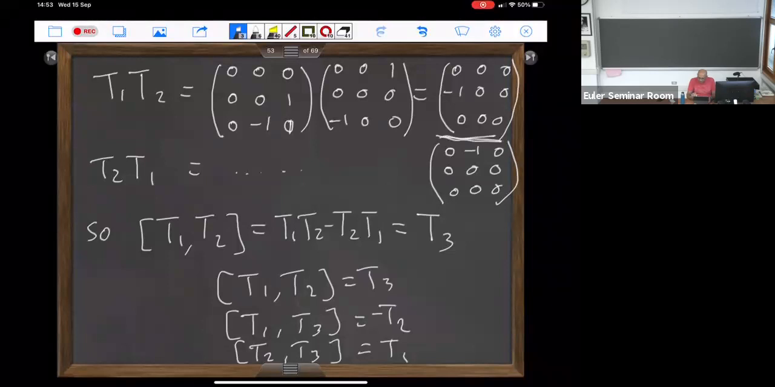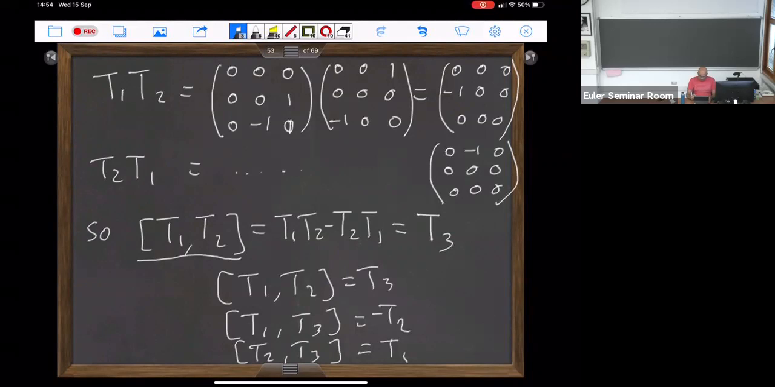this matrix in the top right. If I reverse the order, then T2 times T1 is this matrix here. And if I take their difference, I get the commutator. And we find that the commutator of T1 and T2 is actually another of our matrices, which is T3. So I encourage you to check this carefully.